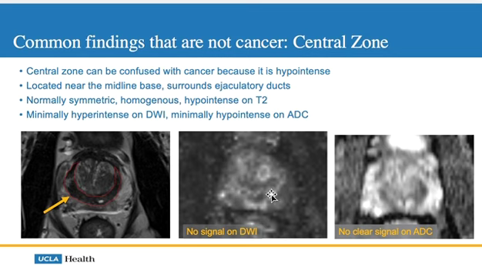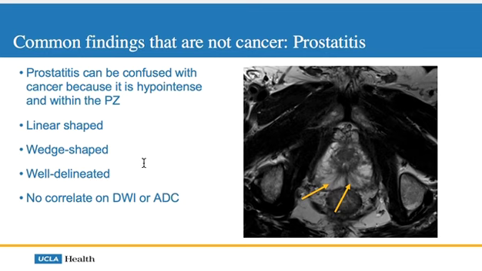And again here, we don't see that hyperintense signal on DWI, and we see a little bit of mottled hypointensity here on ADC, but because of the anatomic location of this, the symmetrical nature of this, the real lack of signal on DWI and not a strong signal on ADC, you know that this is just central zone. It's a normal finding, and it's not prostate cancer. And again, we went through prostatitis earlier: linear wedge-shaped findings in the peripheral zone, not well delineated, and there won't be a correlate on DWI or ADC.